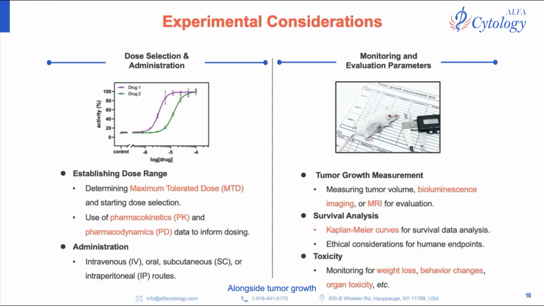Alongside tumor growth, we monitor for toxicity, looking for indicators such as weight loss, behavior changes, and organ health. Such metrics are essential in understanding not just whether a therapy works, but also how safe it is. We also use Kaplan-Meier survival analysis to evaluate the therapy's impact over time.